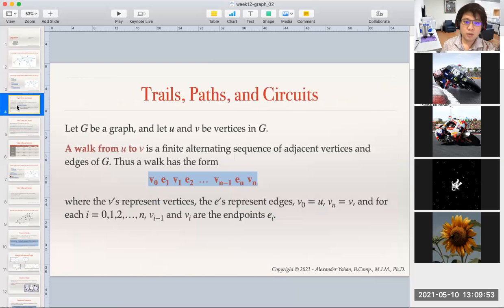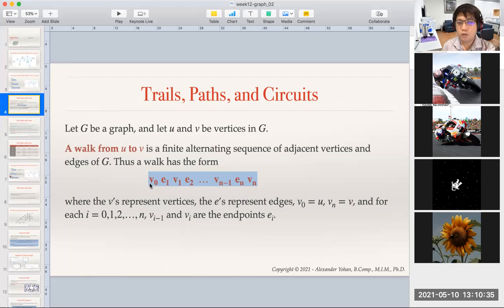So these are only 3 possible solutions that I provide here, but actually you can expand the solutions to become a lot more, right? This kind of walk between these two vertices must be finite. So it should be countable; there should be some kind of limit. It's a finite alternating sequence of adjacent vertices and edges of the so-called graph, in this case graph G. Therefore, usually a walk in a graph has a form like this. For example, what is your initial vertex, initial node?